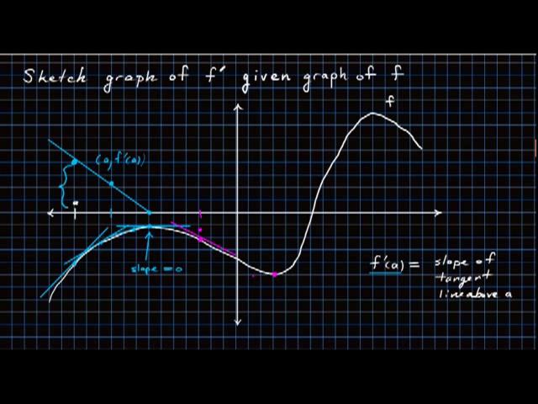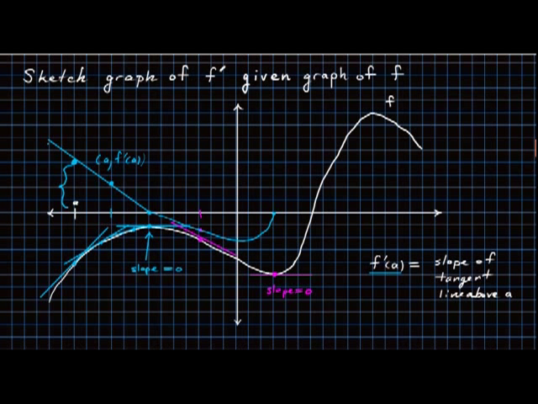And this is a place where I again have a horizontal tangent line. So here the slope is 0. So between where the slope is 0 here and the slope is 0 here, the slopes of the tangent lines are all negative, which means that the function f prime, its values are negative, and then they become 0. They become 0 because the slope is 0.